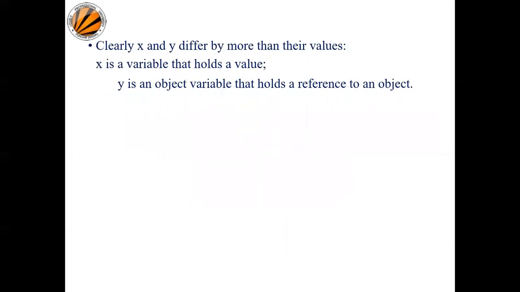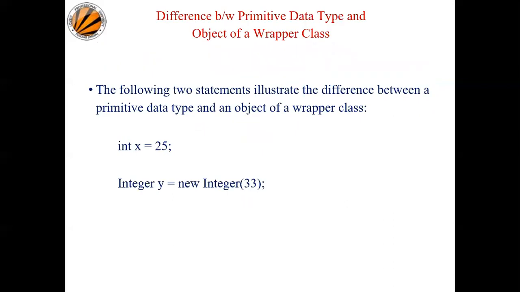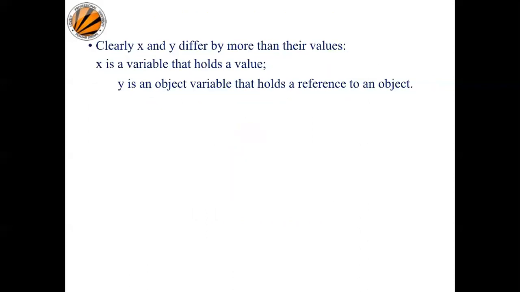Clearly, x and y differ in more than their values. x is a variable that holds a value, y is an object variable that holds a reference to an object. int x = 25 and Integer y = new Integer(33). So this is the difference between a primitive data type and a wrapper class object.